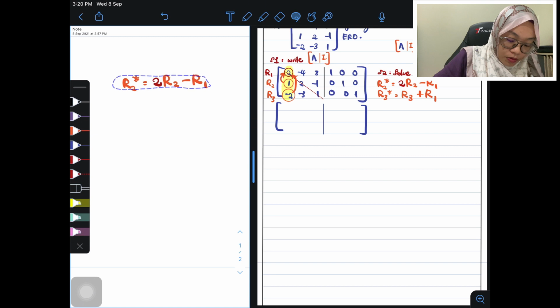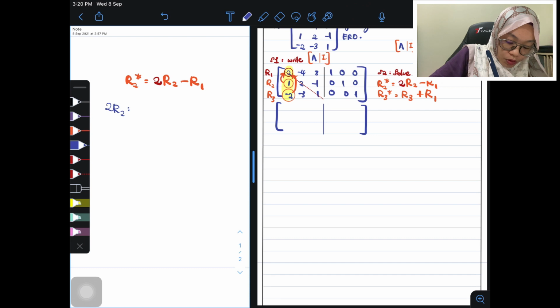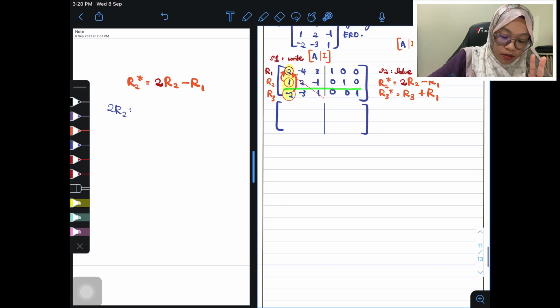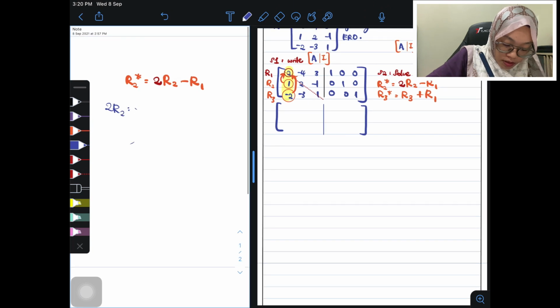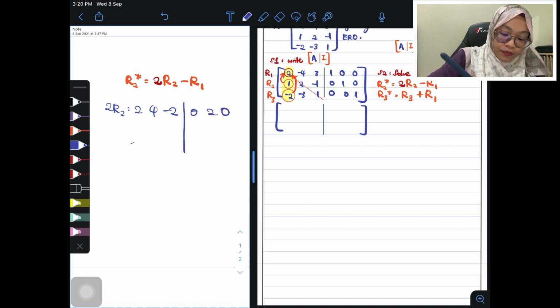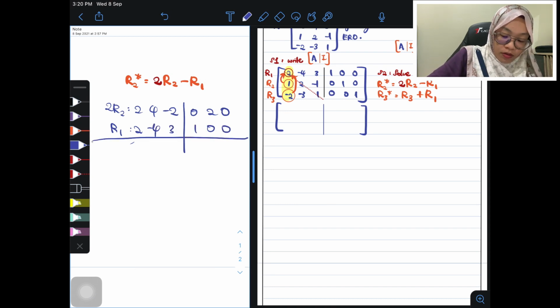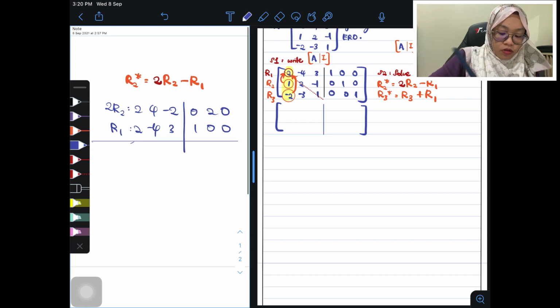Okay, so now row 2, 2 times with the second row here. Oops, yeah, darabkan 2 untuk second row ni, darabkan dia 2. Apa dia akan jadi? 2, 4, negative 2, right? So 2, 4, negative 2, palang 0, 2, 0. How about row 1? Row 1, just write it down. 2, negative 4, and 3, 1, 0, 0. And then you just make like that.